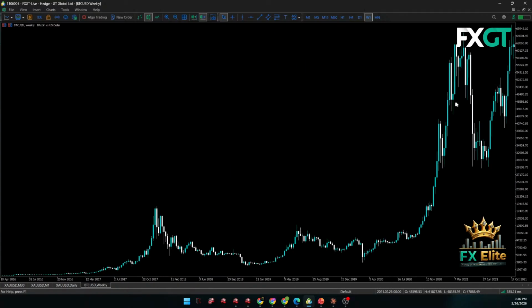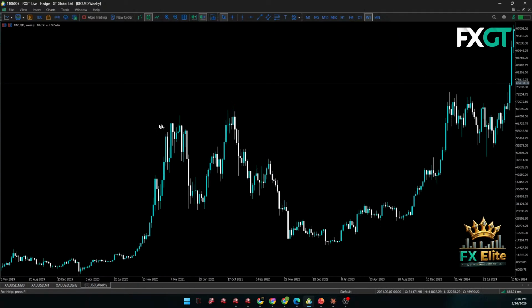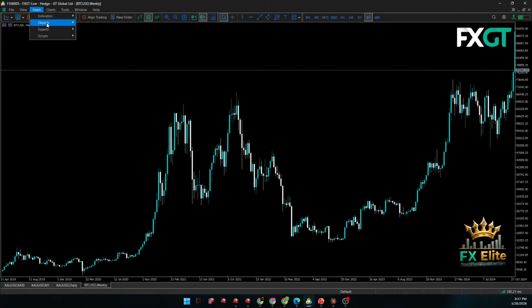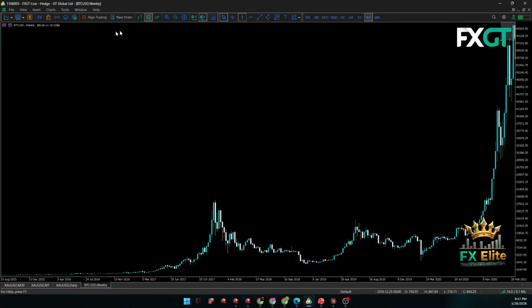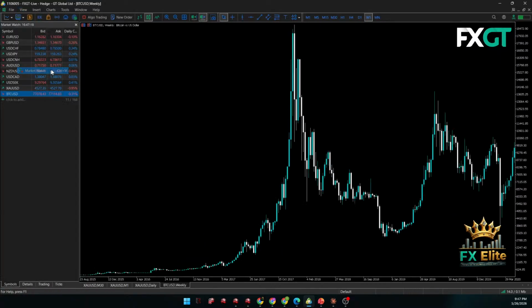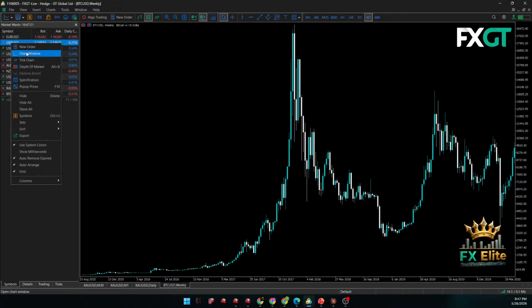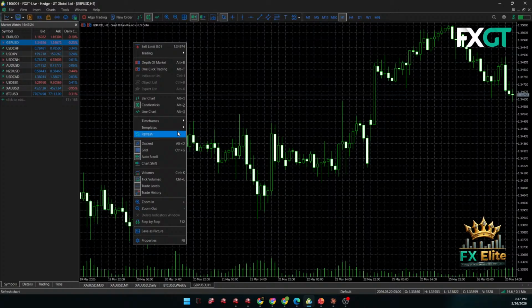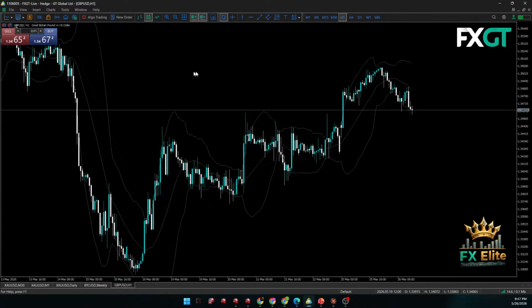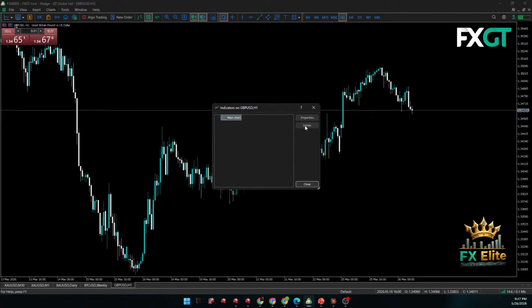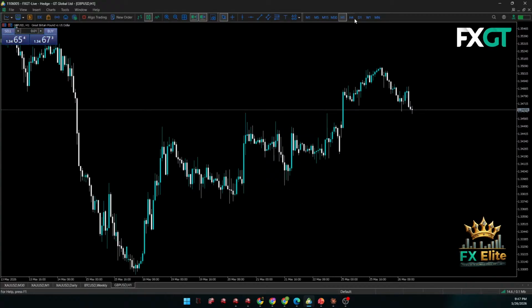Let me see if I can find. This one is double top. Okay. There's a double top. It's a clear double top. Let me find another market to see. Maybe GU. Okay. Let me see.